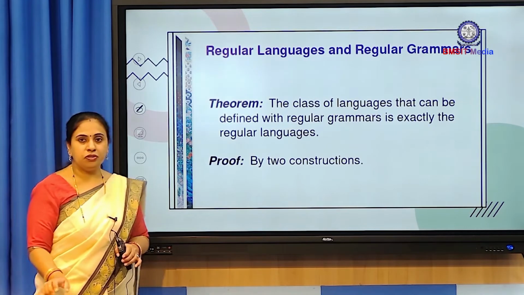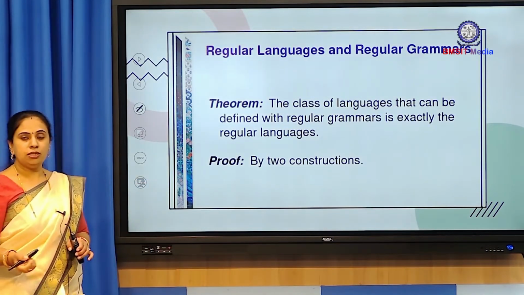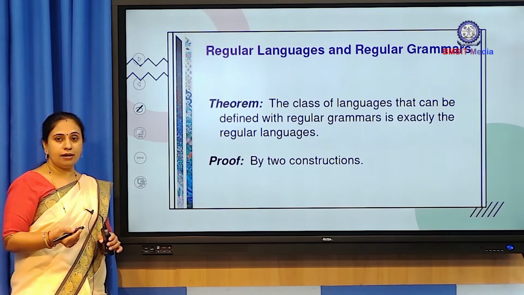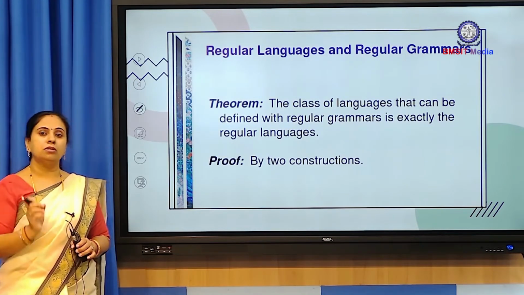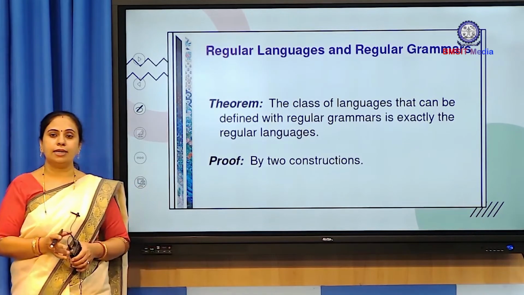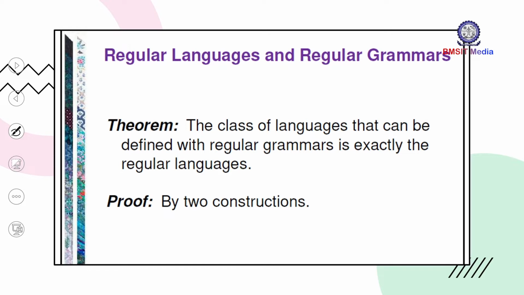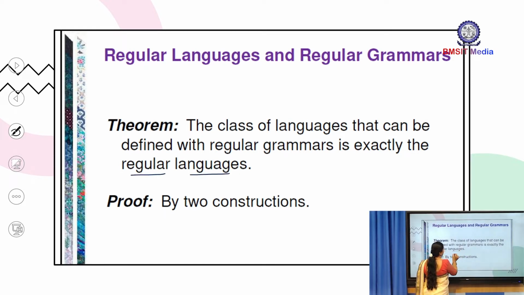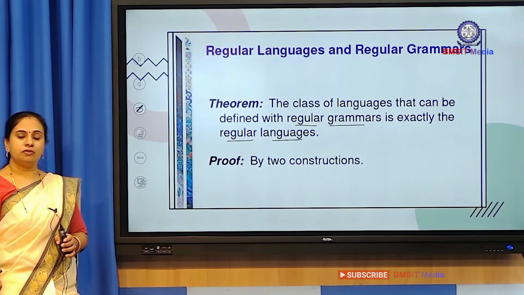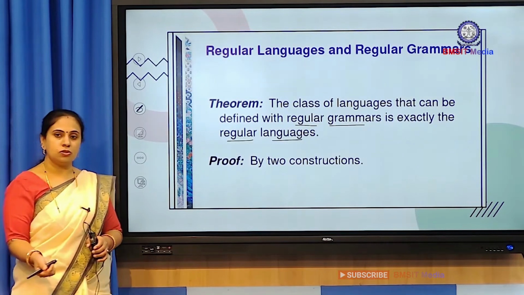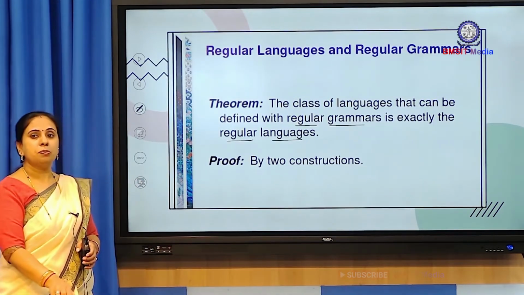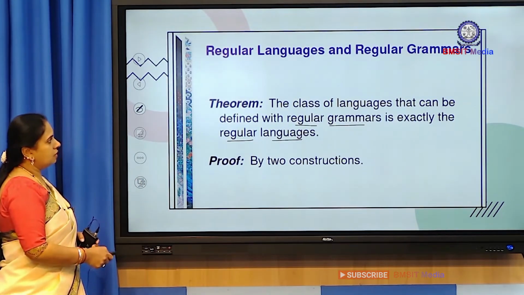Yeah. So moving further, as I was mentioning the correspondence between the regular languages and regular grammar, we have one well-known theorem as well. The class of languages that can be defined with regular grammar is exactly the regular languages. So there is a correspondence between regular languages and regular grammar. This is a theorem. Whenever we have a regular grammar, we can define a regular language, and vice versa also holds good. We will see how this particular theorem can be considered.